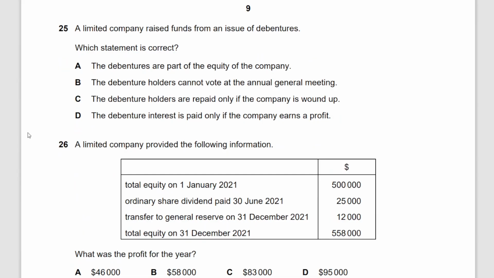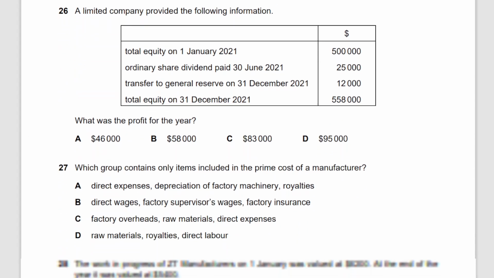Number 25. A limited company raised funds from an issue of debentures. It's a kind of long-term loan. Which statement is correct? The debentures are part of the equity of the company? No, equity is the owners. They're not the owners. The debenture holders cannot vote. That is true. They cannot vote because they are liabilities. Very simply, that is true, and we can keep moving on.